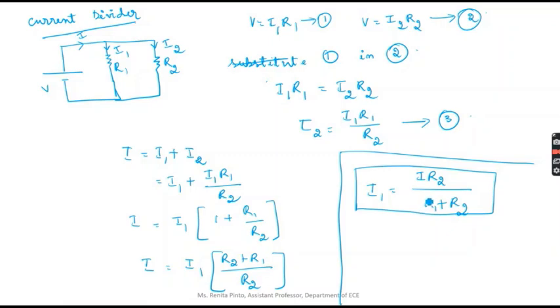Similarly, if I had found out current I1 from this equation instead of finding out I2, and here substituted the current I1 equation, I would have found out current I2. So I2, similarly, is I into R1 divided by R1 plus R2. So for the current divider rule, remember this: current in the first branch will be equal to the main current into the resistance in the other branch divided by the total resistance. That is for the current divider. So thank you.